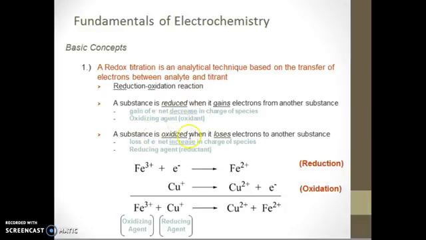A substance is oxidized when it loses electrons to another substance. Loss of electrons or net increase in the charge of the species. It is termed as a reducing agent or reductant. The following is a simple representation for the oxidation and reduction, where Fe3+ acts as an oxidizing agent, Cu+ acts as a reducing agent.